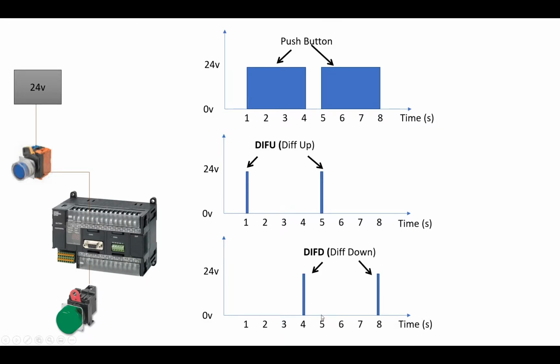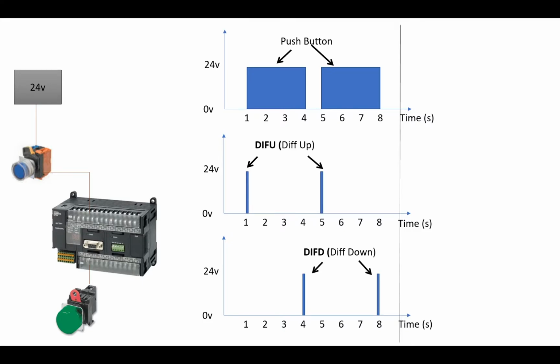So let me put a timeline on here, and you can see how the two can be compared. My physical input, or my push button, will stay at 24 volts when I press it, but look what happens to both the diff up and diff down. For the diff up now, 1 back to 0, 1 back to 0. One more time, 0, 1, 0, 1. So that's basically how the two different differential functions or operations work for both diff up and diff down.